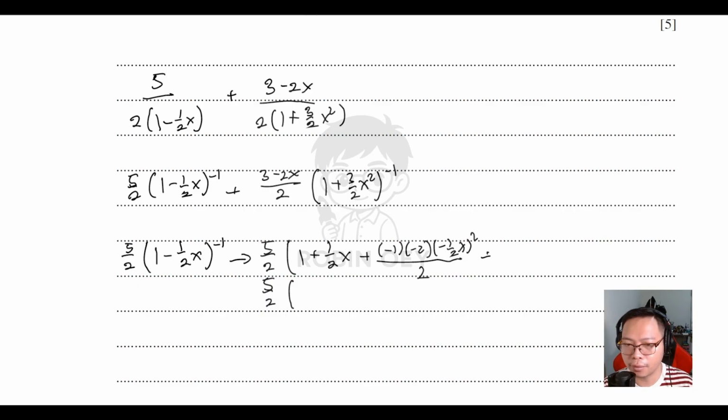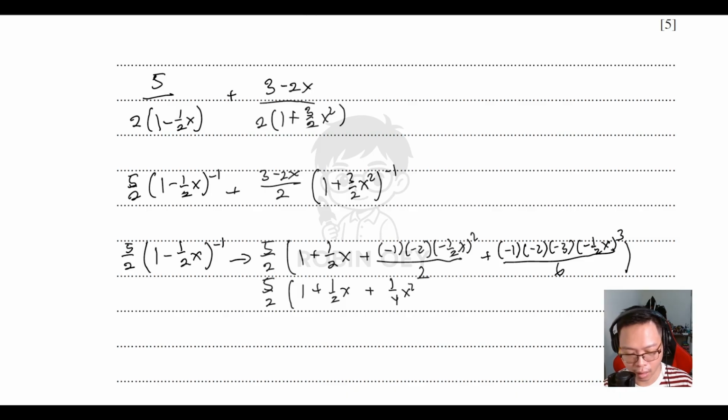So we have negative 1, negative 2, negative 3, and then we have negative half x cubed over 6. Yeah, 3 times 2 times 1, that is 6. Okay, so we just simplify. This will become 1 plus half x plus quarter x squared plus 1 over 8 x cubed.